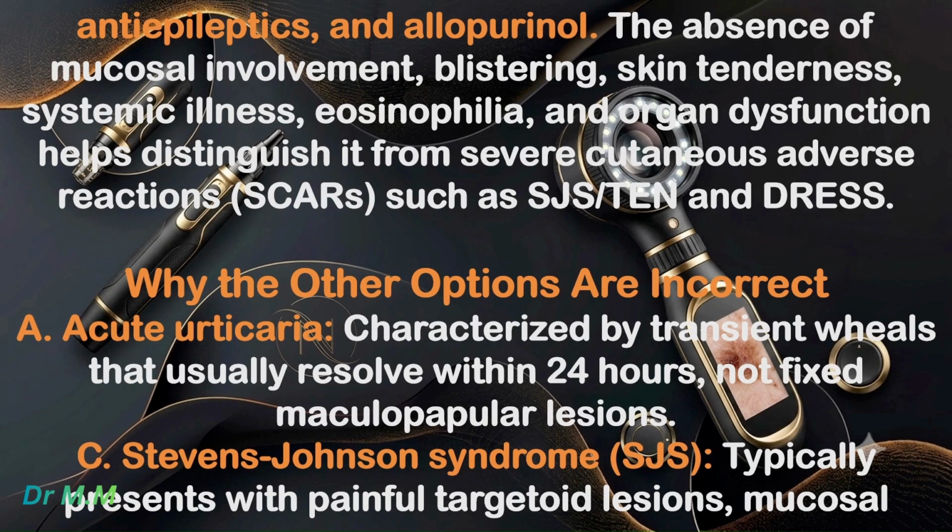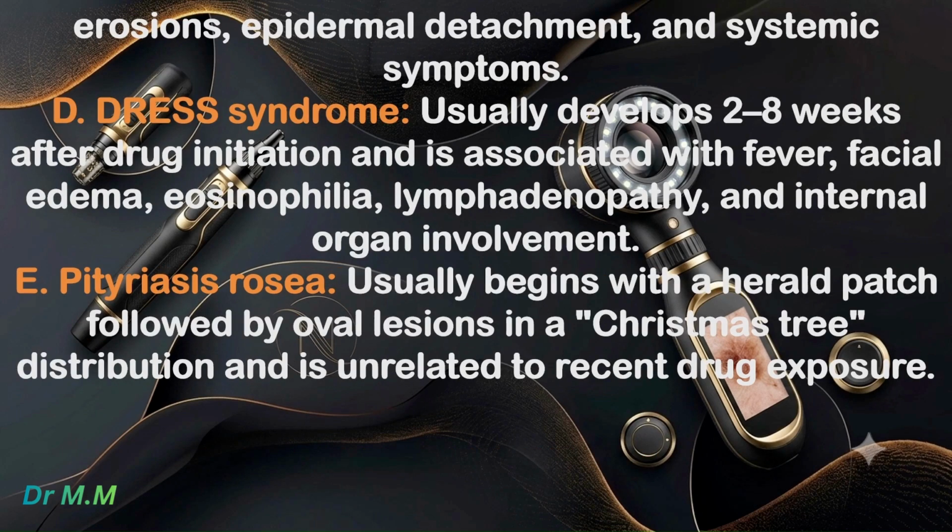Why the other options are incorrect. A. Acute urticaria is characterized by transient wheals that usually resolve within 24 hours, not fixed maculopapular lesions. C. Stevens-Johnson syndrome, SJS, typically presents with painful targetoid lesions, mucosal erosions, epidermal detachment, and systemic symptoms. D. DRESS syndrome usually develops 2 to 8 weeks after drug initiation and is associated with fever, facial edema, eosinophilia, lymphadenopathy, and internal organ involvement. E. Pityriasis rosea usually begins with a herald patch followed by oval lesions in a Christmas tree distribution and is unrelated to recent drug exposure.